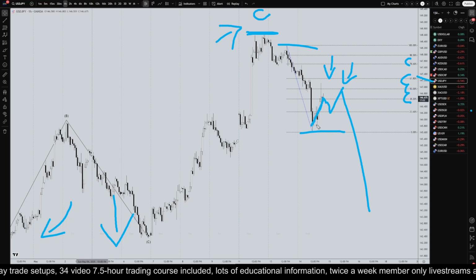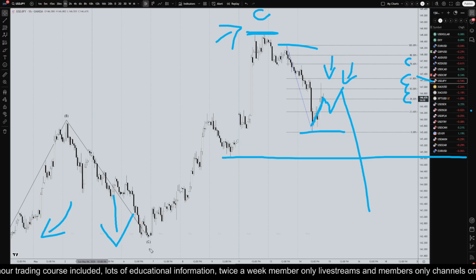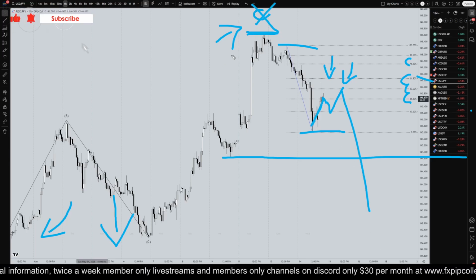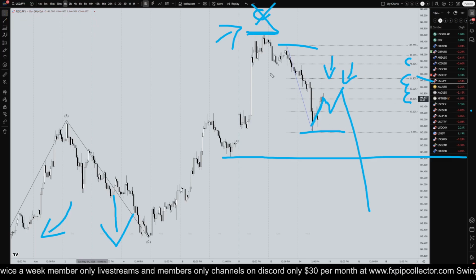Now, if it just does maintain impulsive movement to the upside, which it definitely could because it never did break structure down, then definitely be careful, because it may not be the end of an ABC right here. I'm hoping that it is the end of an ABC, but we're just gonna have to keep an eye on whether this move up maintains impulsive movement or whether it turns into more of a three-wave pullback.